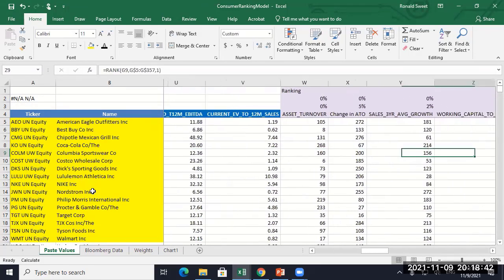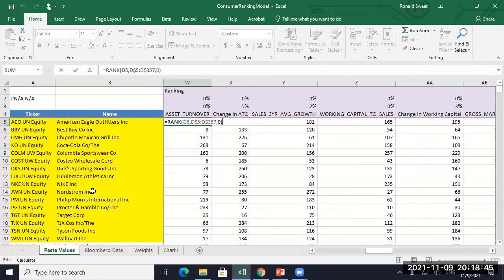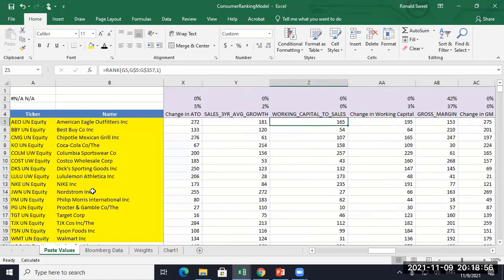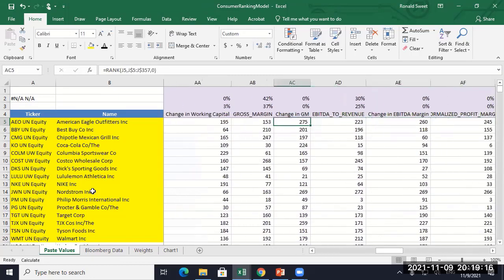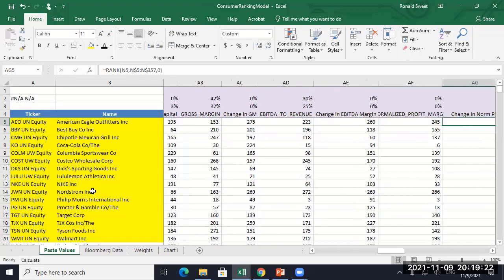All right, so we rank them using the rank function. With the rank function, you take their asset turnover, first company compared to all the others. So Best Buy is 8 out of there. On working capital, you notice I do comma 1, because when you use comma 1, it means a high number is bad, a low number is good. For sales growth, I use comma 0 because a high number is good, a low number is bad. So you've got to be careful on that. Change in working capital, comma 1 again. I want that as low as possible. Gross margin, comma 0. Change in gross margin, net margin.